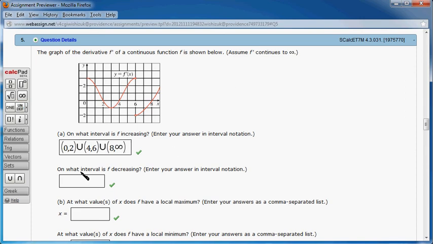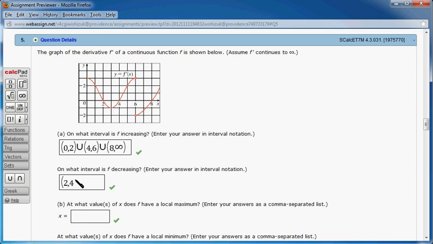All right, on what interval is f decreasing? So we know that we were looking for the graph below the x-axis. So it's going to be between 2 and 4. So 2 to 4, and take the union. Then you have, let's see, below, so yeah, between 6 and 8. So 6 and 8, right?